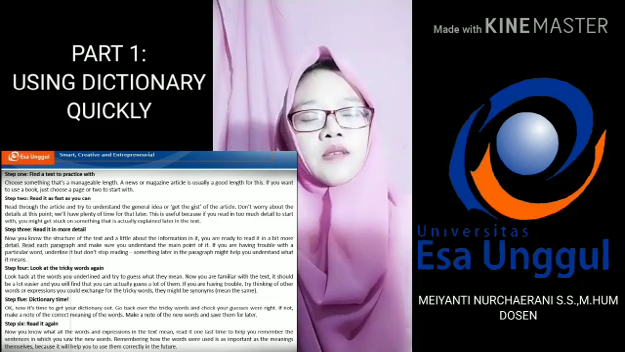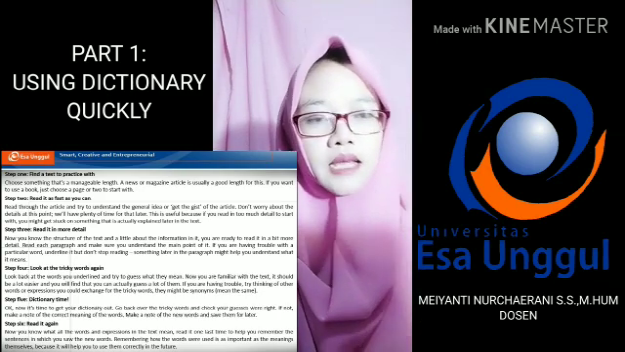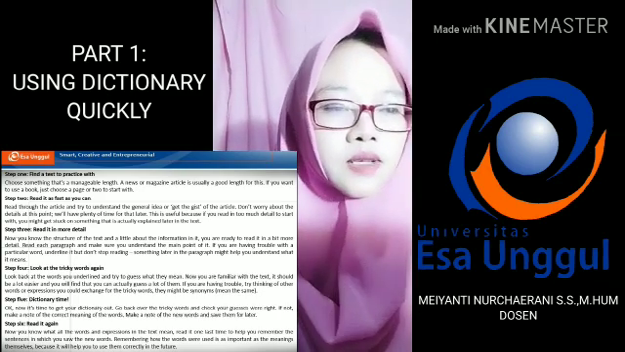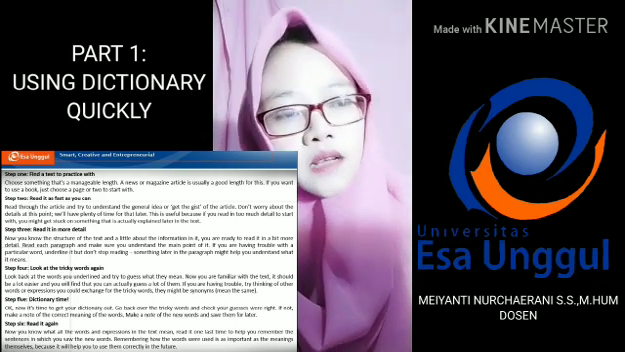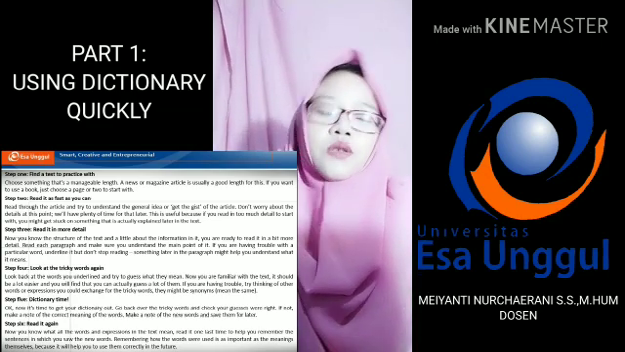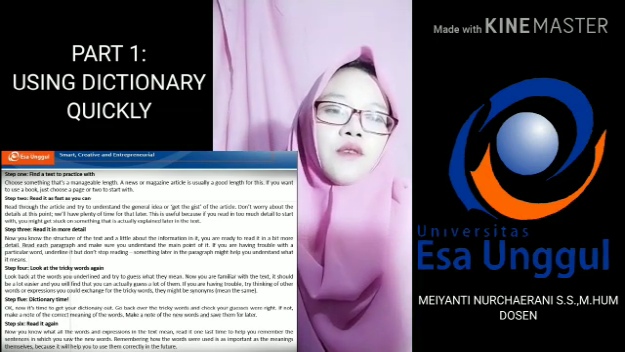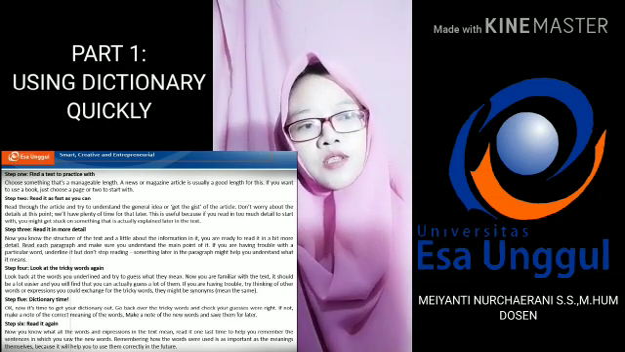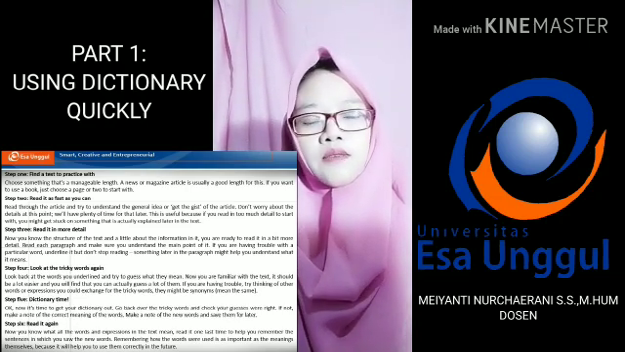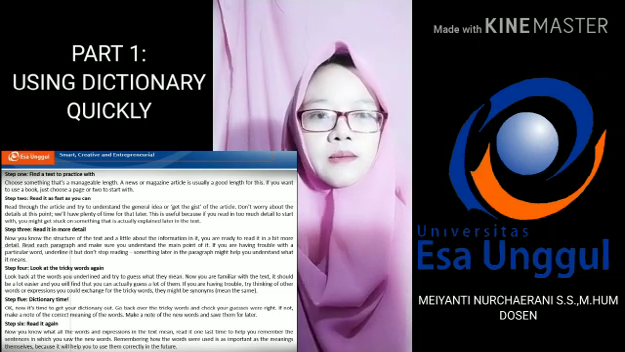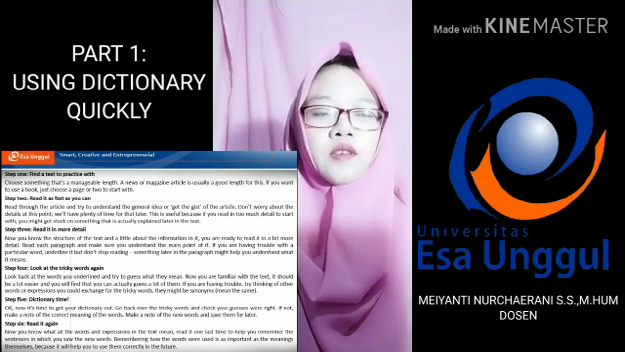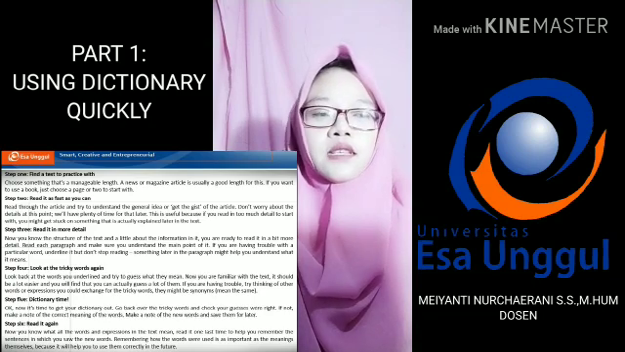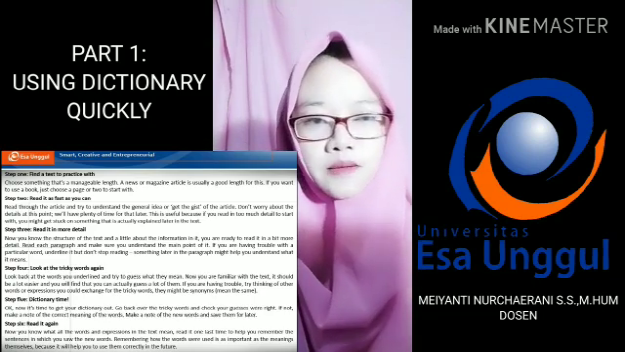Step 4. Look at the tricky words again. Look back at the words you underlined and try to guess what they mean. Now you are familiar with the text, it should be a lot easier and you will find that you can actually guess a lot of them. If you are having trouble, try thinking of other words or expressions you could exchange for the tricky word, that may be a synonym.